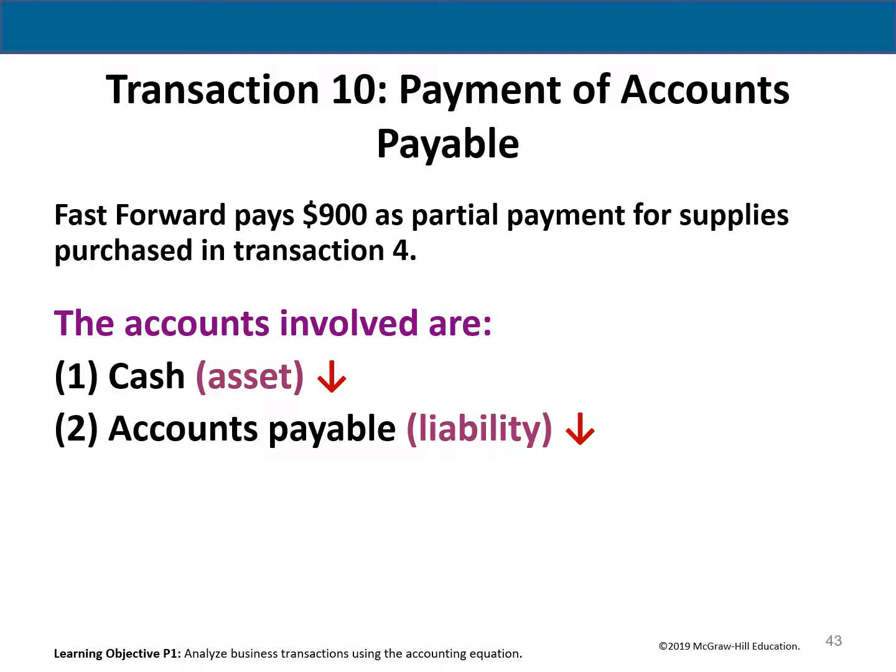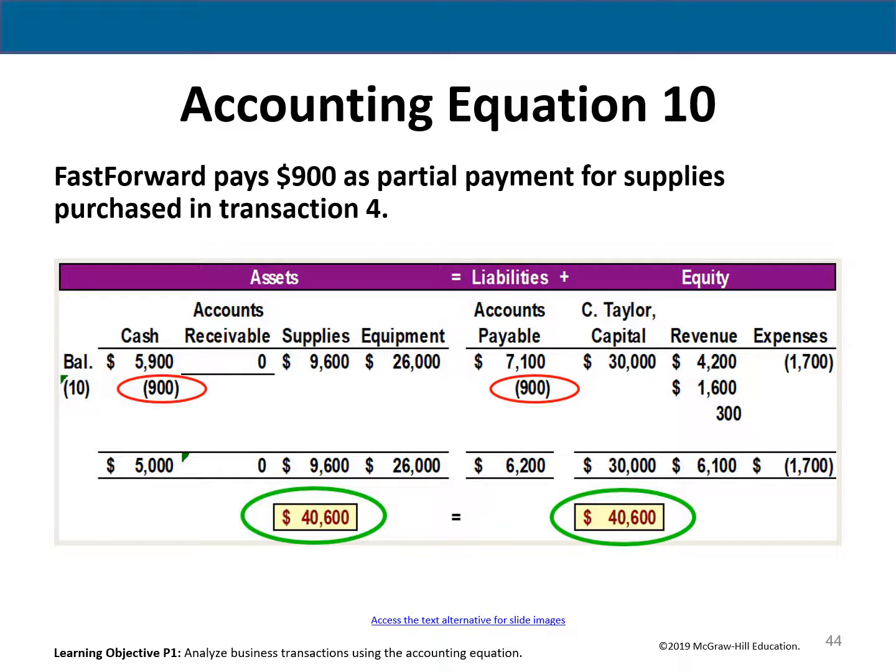So definitely the cash account decreases because we're paying $900, but our liability account also decreases, because we no longer owe that much of the money. Take a look. We originally owed $7,100 in accounts payable. If we pay off $900 of it, our balance goes down to $6,200. And our cash column decreases as well.